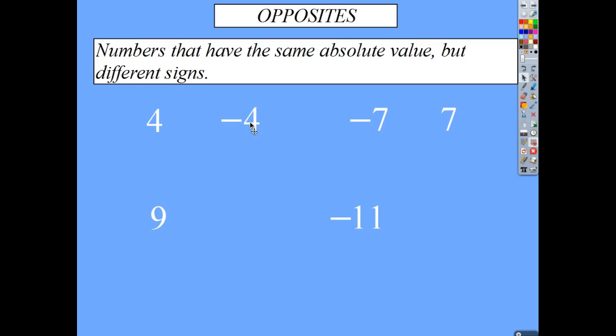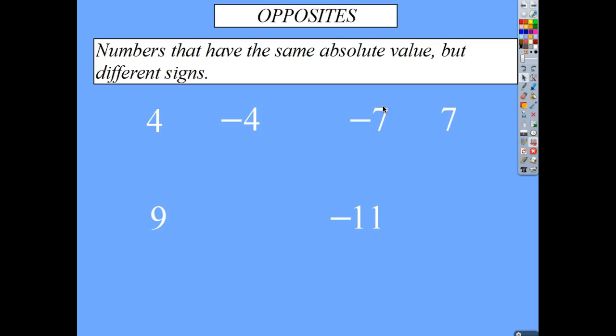Okay, and the same idea here. I have -7. What's the opposite? This is going down 7. What's the opposite of going down 7? I'm going to go up 7. It's going to be a +7. They have the same absolute value. They're the same distance from 0, but they're in opposite directions. One goes left, one goes right. One goes down, one goes up.